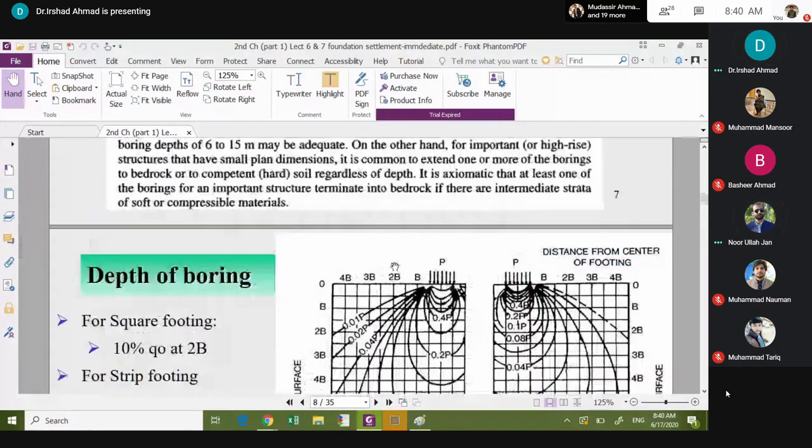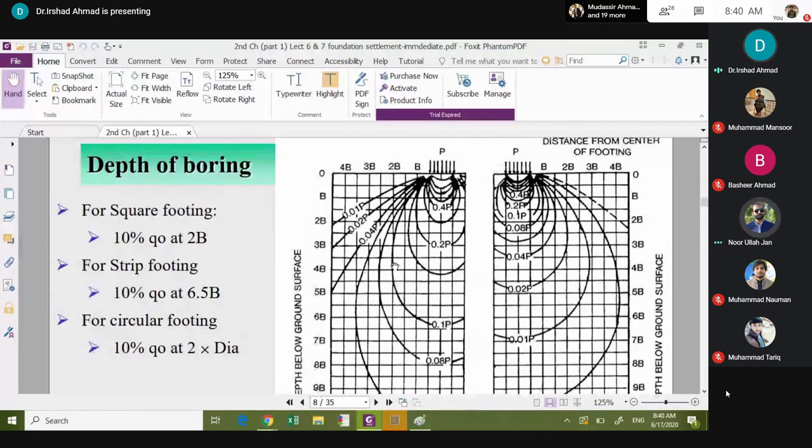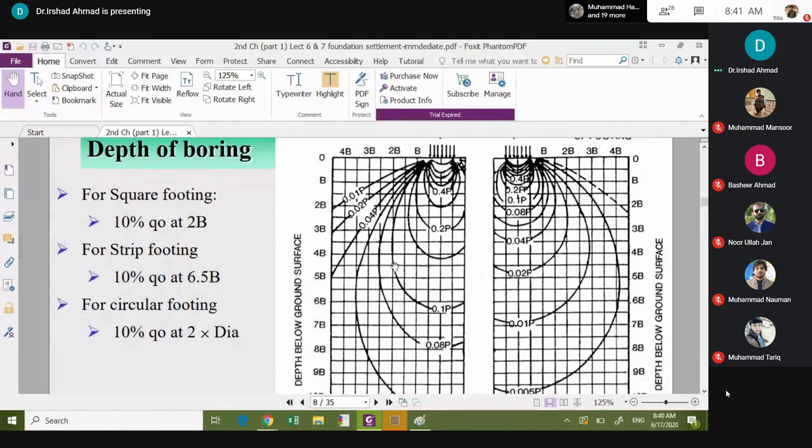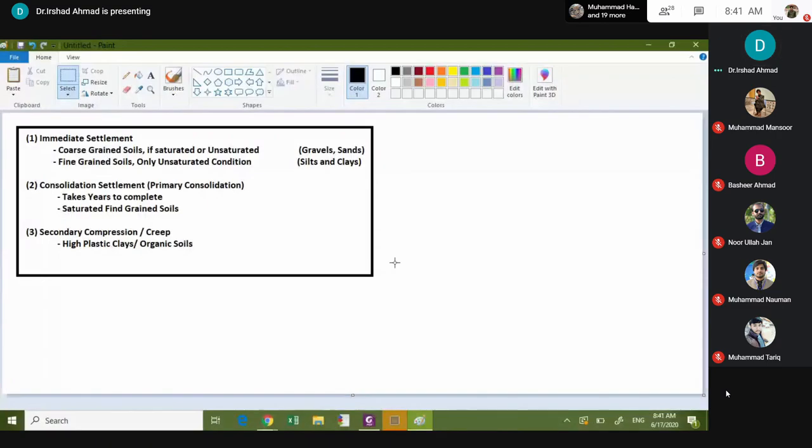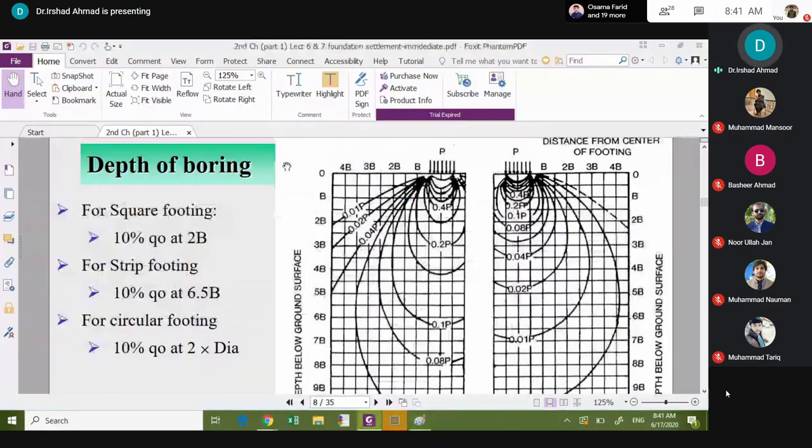Now, to find the consolidation settlement, any type of settlement, you must know the soil profile. And to know the soil profile, you should know how deep the boring should be. How much should be the depth of boring? How deep should our borehole be? That's the question.